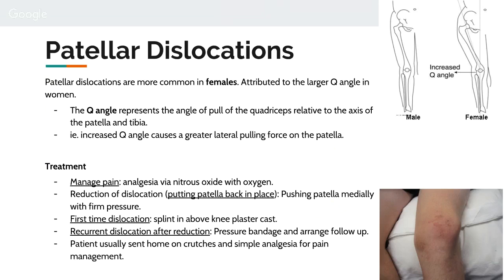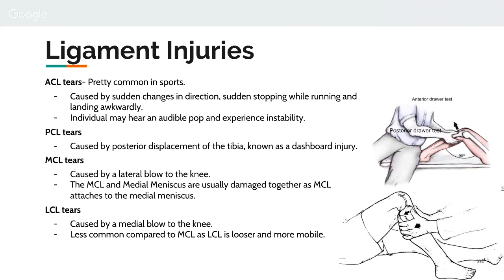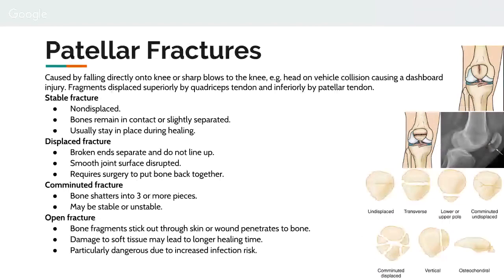There's differing treatment, in regards to whether it's a first-time thing or a recurring thing. First-time dislocation, you splint it. Second time or recurring, you pressure bandage it. Patella fractures, they happen. It just gets shattered. And just know that the stuff around it, like bursae and vasculature, might be affected because of the bone fragments.